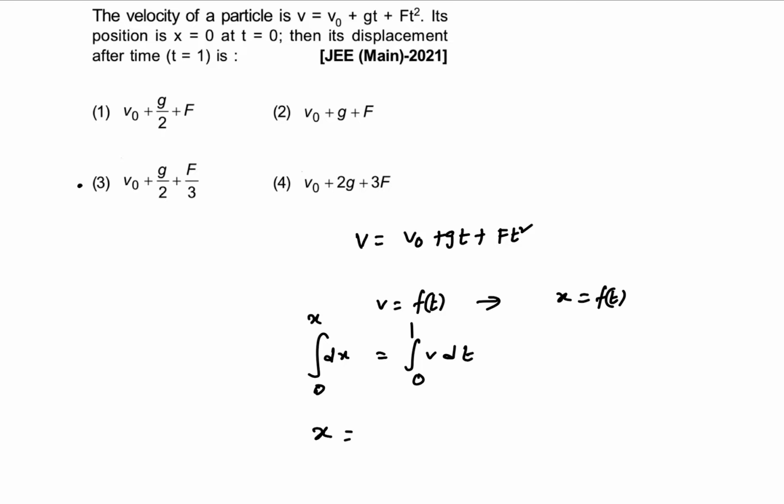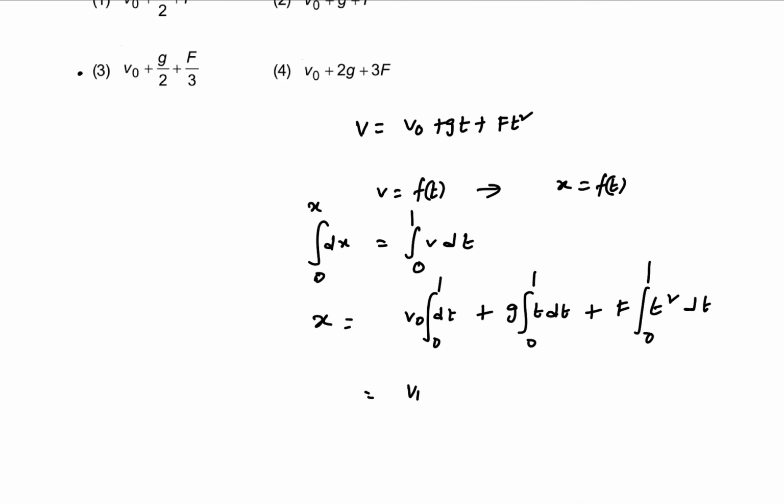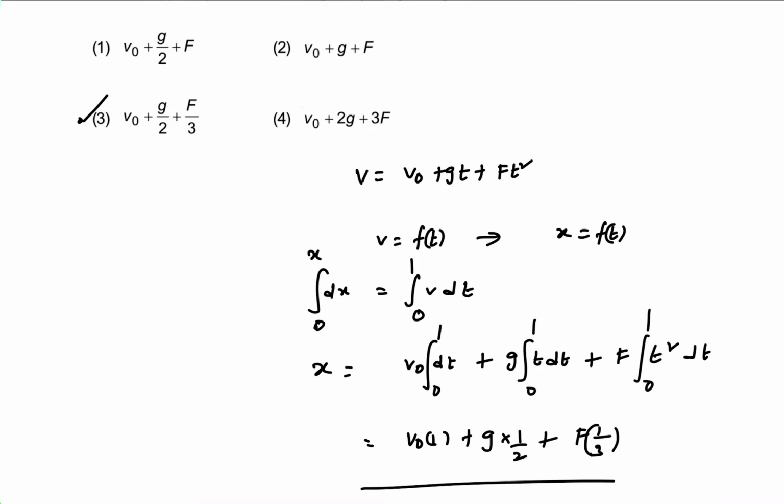We can write 0 to x and 0 to 1. You observe this, integral dx is equal to x only. V naught into integral dt 0 to 1, plus g into t dt integral 0 to 1, plus f into t square into dt integral 0 to 1. If you substitute there, you will get v naught into 1, plus g into 1 square by 2, that is 1 by 2, plus f into t cube by 3, that value is 1 by 3. So required answer there is option 3.